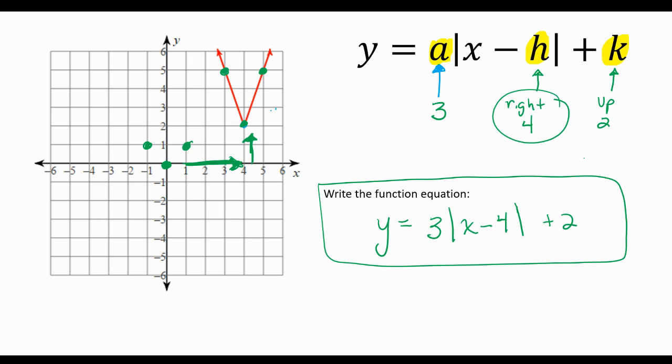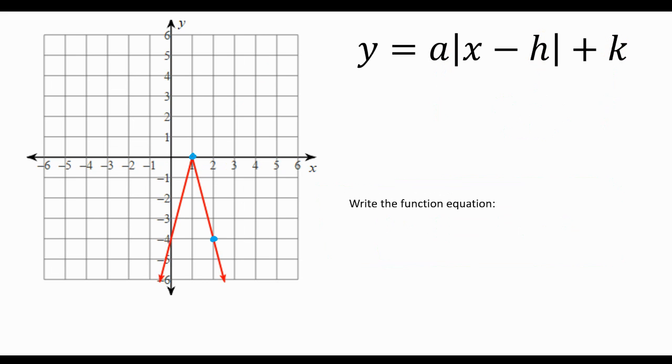You can hit pause here. Okay, what's going to happen for reflection when it opens down? So we're going to fill in A, H, and K. We're going to write the function. And we're going to fill in those 3 spots.